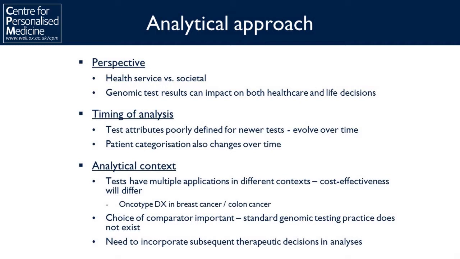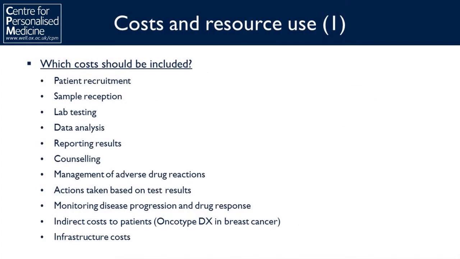There are also a whole bunch of issues surrounding costs and resource use. And the first point I guess to note is that there's a broad range of costs that you need to think about when you're doing economic evaluations in this context. Now, to a certain extent, this isn't any different to when you're doing economic evaluations of non-genomic interventions, but it does mean that you have to quite carefully plan data collection in genomics.